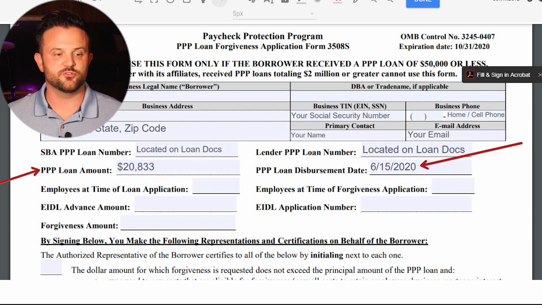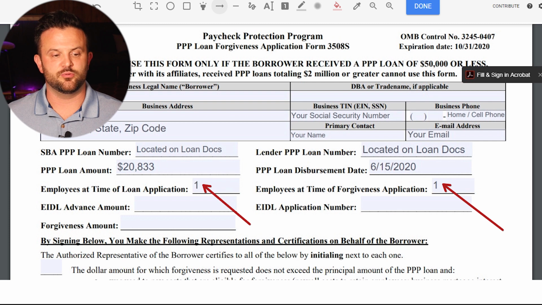Okay, and while you have those loan documents out, go ahead and put the PPP loan amount that was deposited into your account along with the disbursement date. That means the date that you got the money. For here, I'm going to write the maximum amount for a self-employed individual known as owner's compensation. That's going to be the $20,833 amount. Also, for the sake of this application, I'll write down June 15th, 2020.